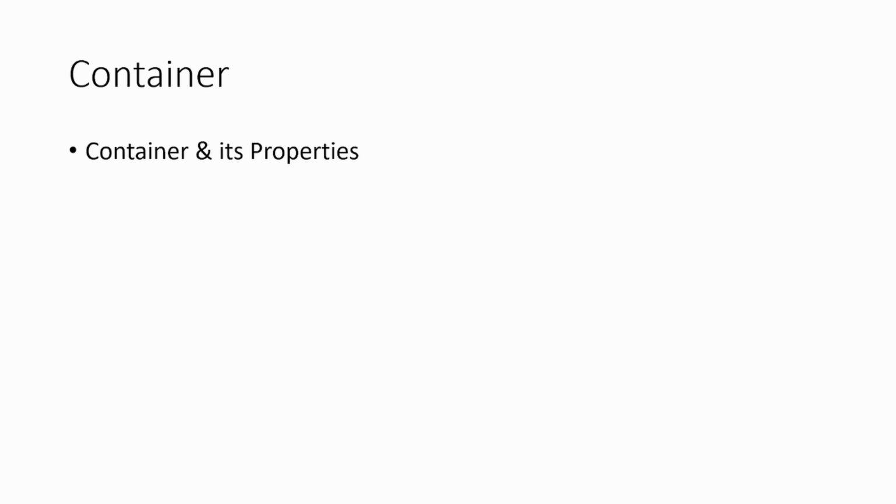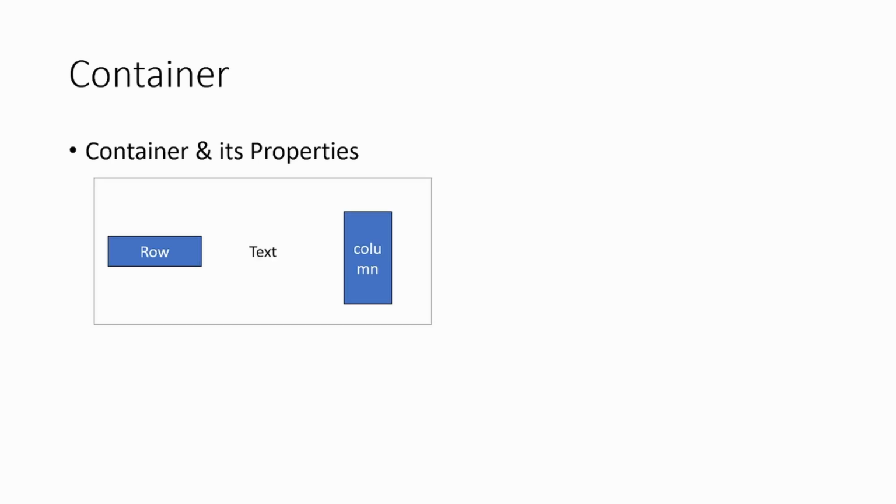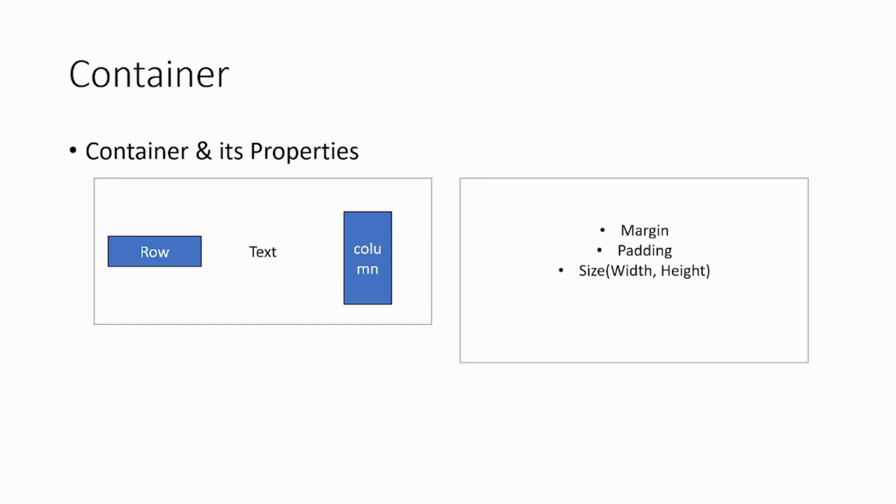Today we are going to talk about container widgets and its properties. Container widget is one of the most versatile and commonly used widgets. It serves as a box model that can contain other widgets like rows, columns, and text, and also allows you to customize their layout and appearance, like you can add the margin, padding, size, alignment, etc.